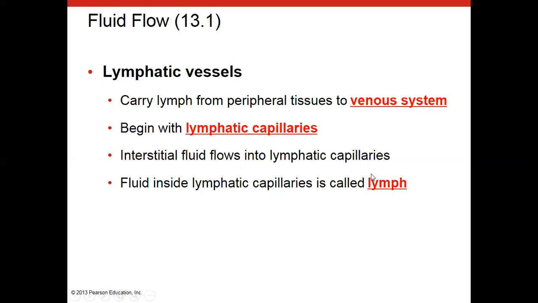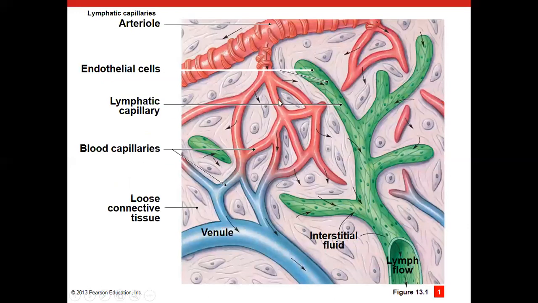That fluid, again, is called lymph. So here's an arterial capillary bed, arterial side, and then venous side, and a venule. Remember, venules merge back into veins, larger and larger veins, and they eventually send deoxygenated blood back to the heart.